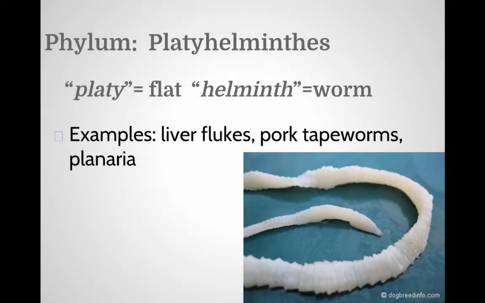The phylum Platyhelminthes gets its name from the root platy, which means flat, and helminth, which means worm. Examples of these include liver flukes, pork tapeworms, and planaria. If you look in the corner there, you can see that is a dog tapeworm.